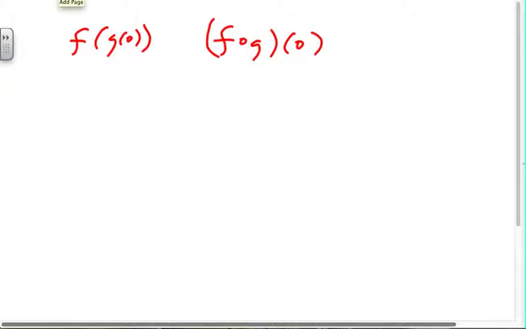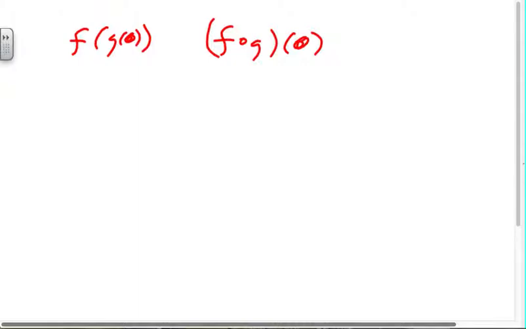Now, what do you do if you end up with something written like this? Which can also be written as f o g of 0. That shouldn't be an O, that's a 0. Okay, well, as always, you start in the back. So what you do, and we'll deal with the same functions we had before.